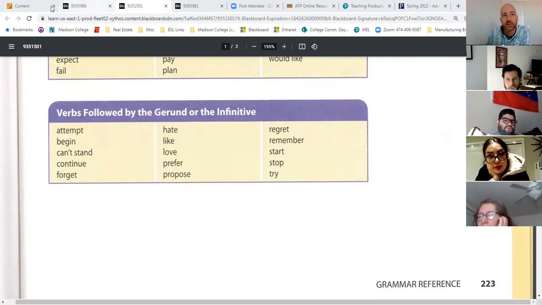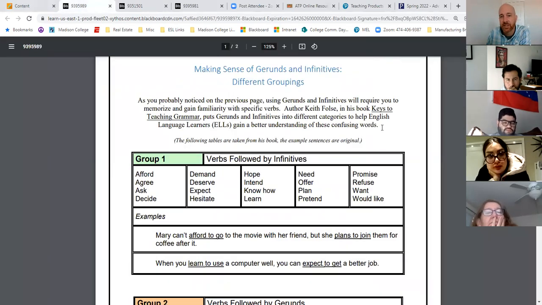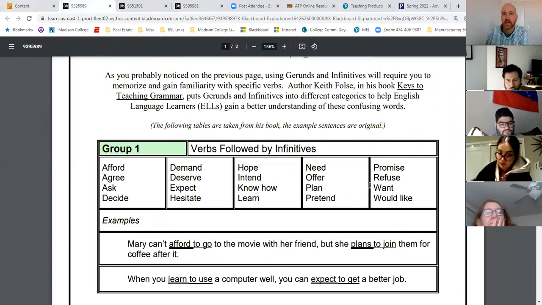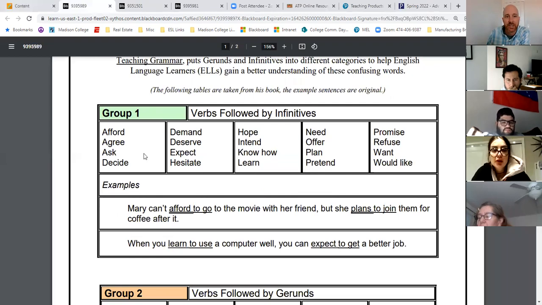The third handout on Blackboard in this list right here is a very good handout if you wanted to print. This is a list of verbs that comes from a book called Keys to Teaching Grammar by an author named Keith Folse. And he created 7 different groups. I have 4 of them here for you from his book.